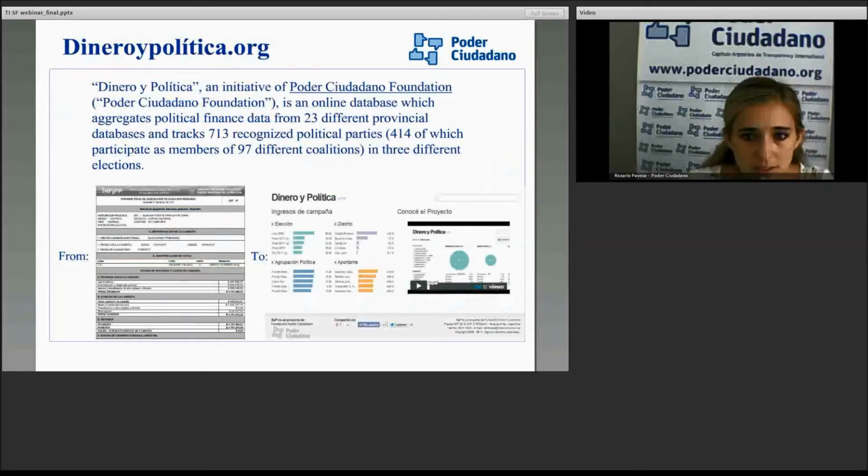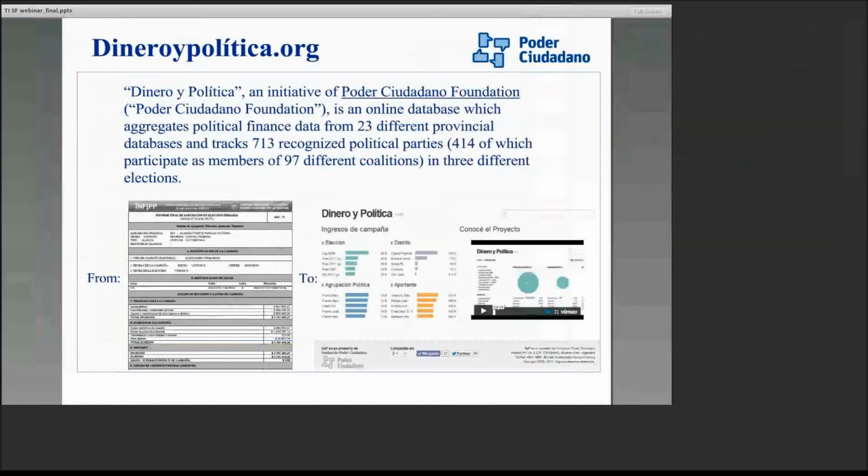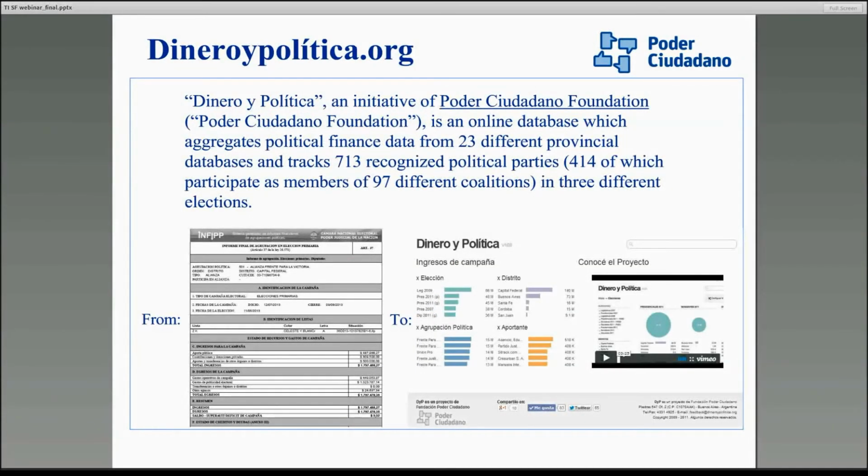As you said, my name is Rosario and I am part of Poder Ciudadano, which is the Argentine chapter of Transparency International. And I'm here to present you dineripolitica.org, which is our online platform to show all the information related to political financing. As Julia said in her introduction, we are presenting here databases from experiences where the information is available. We have the information available, but it is not presented in a friendly or easy way for citizens or journalists.